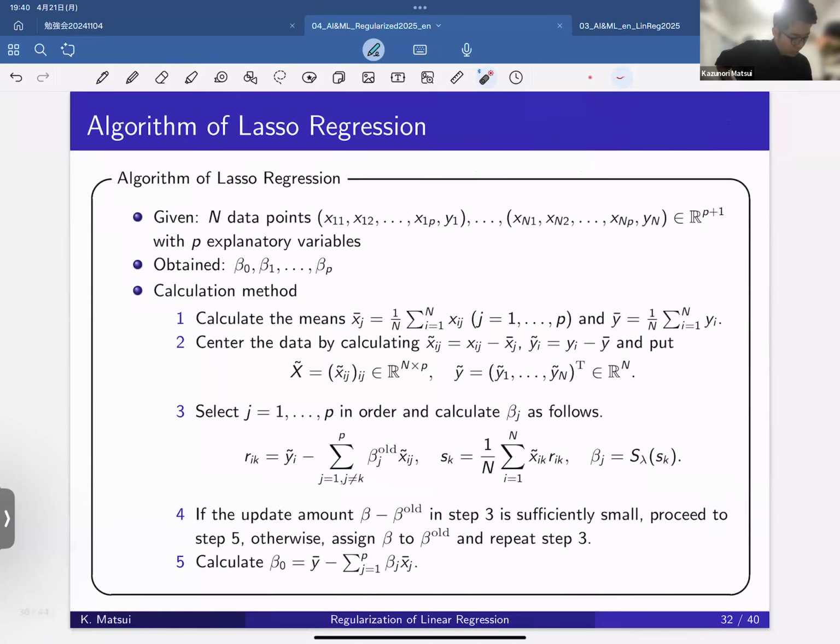The algorithm for lasso regression looks like this. We calculate the mean and center the data to get x tilde and y tilde. Once we have these, we can calculate R and S, and then use the soft threshold function to find beta j. We compute this by moving j from 1 to p and check how much beta has changed from its original value. When there is almost no change, we interpret this as being close to the solution and end the process.